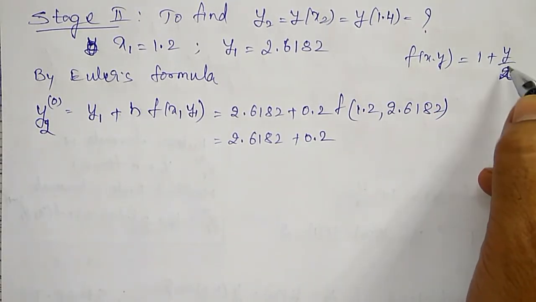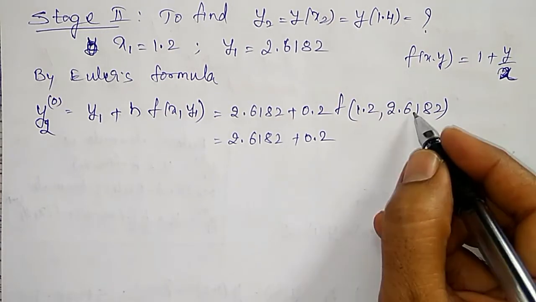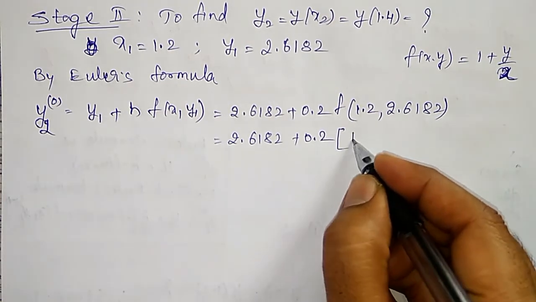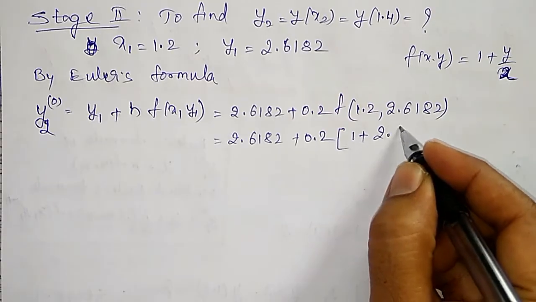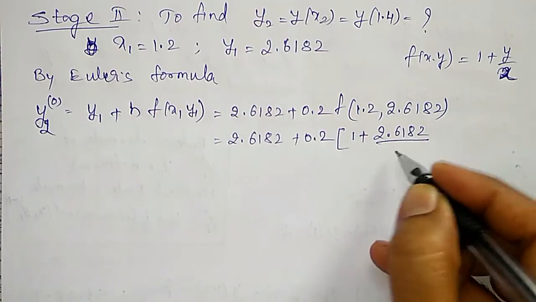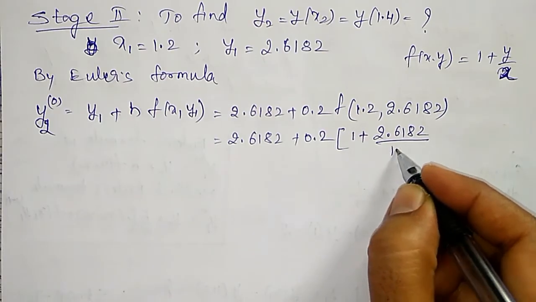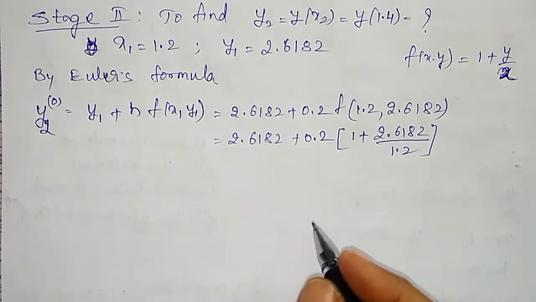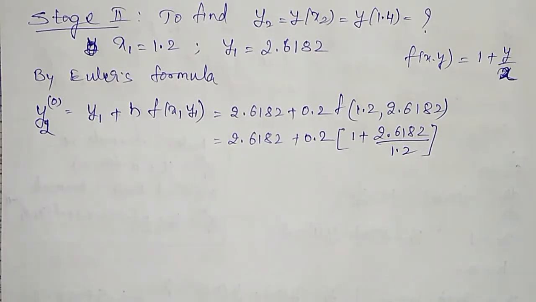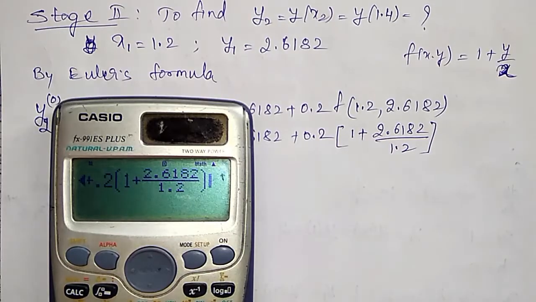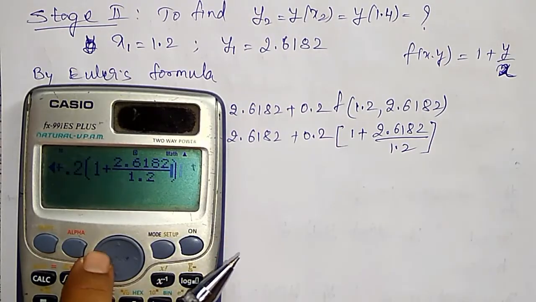Sorry, y by x is my function. Therefore this is x, this is y. That implies 1 plus y, 2.6182 divided by 1.2. Operate this one, everything in the calculator and simplify.